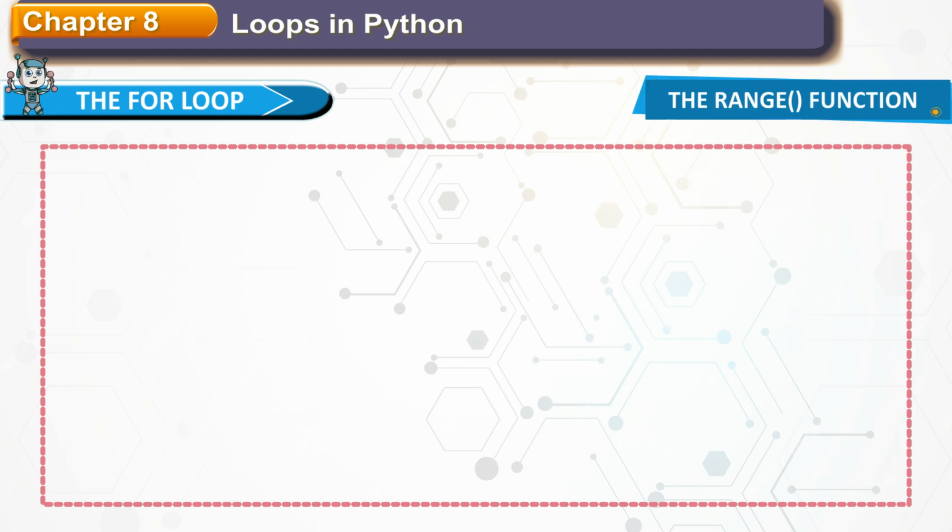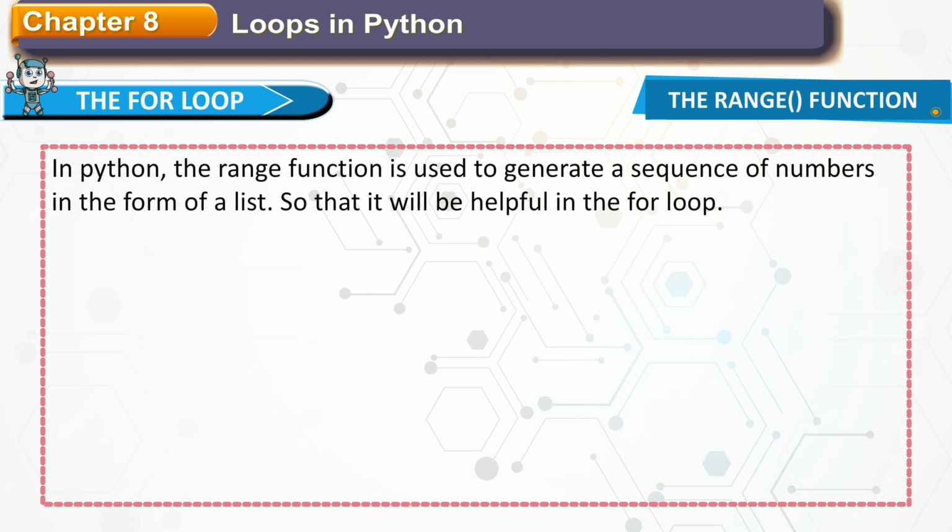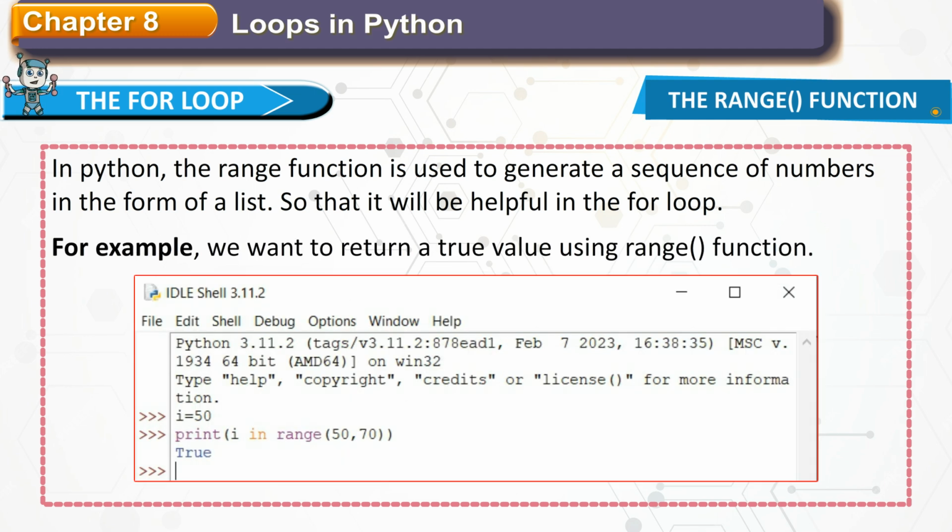The range function. In Python, the range function is used to generate a sequence of numbers in the form of a list, so that it will be helpful in the for loop. For example, we want to return a true value using the range function.